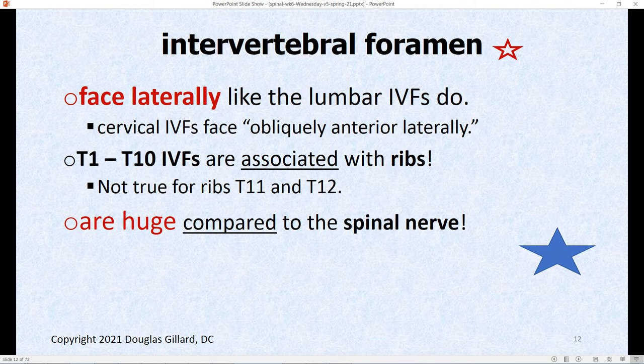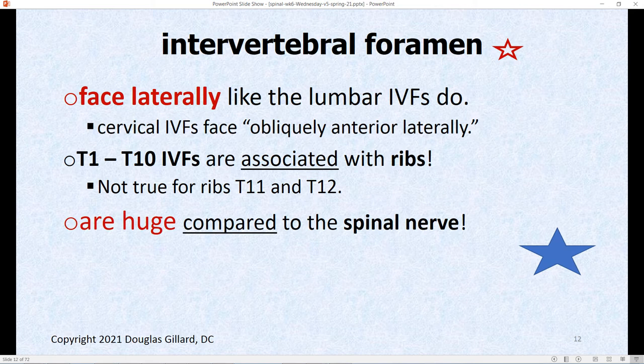The other really weird thing about the foramen we talked about in the lumbar spine, the borders of the neuroforamen, the one thing weird now is the ribs of T1 through T10 actually are associated. They're one of the borders of the intervertebral foramen, so that's kind of strange.